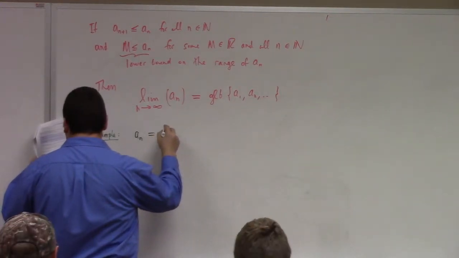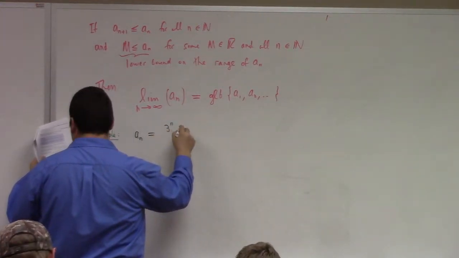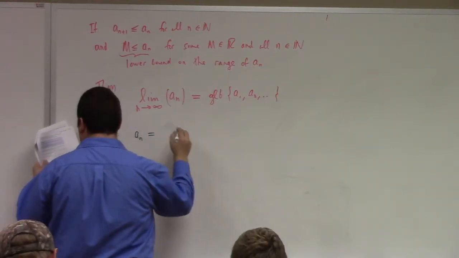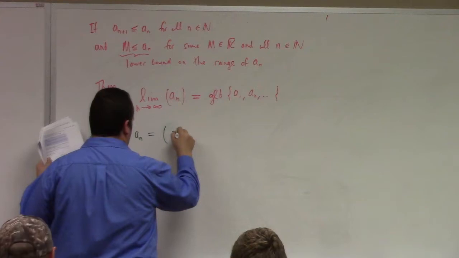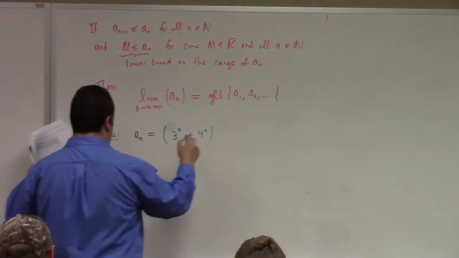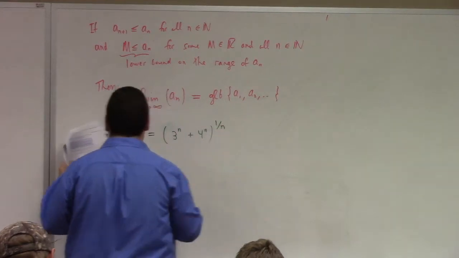So suppose you have a sub n is equal to (3 to the n plus 4 to the n) to the 1 over n power.